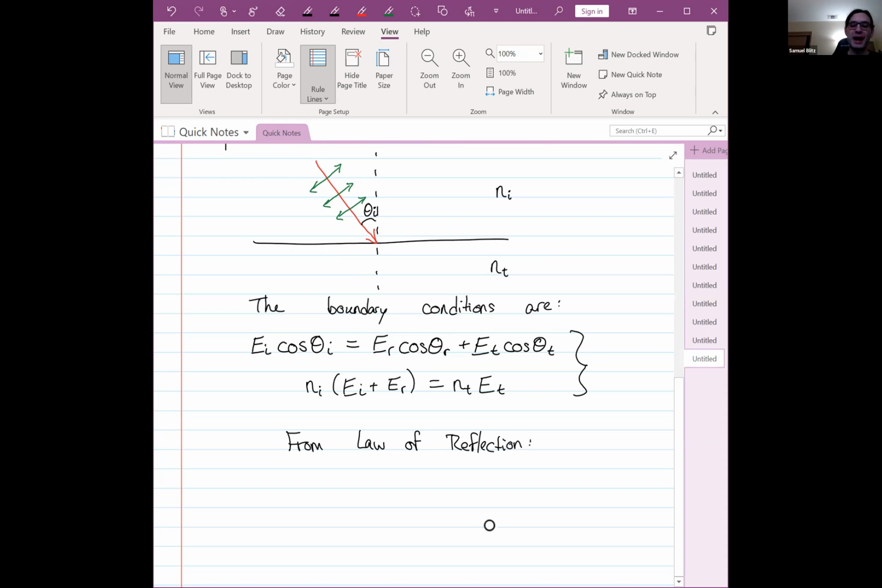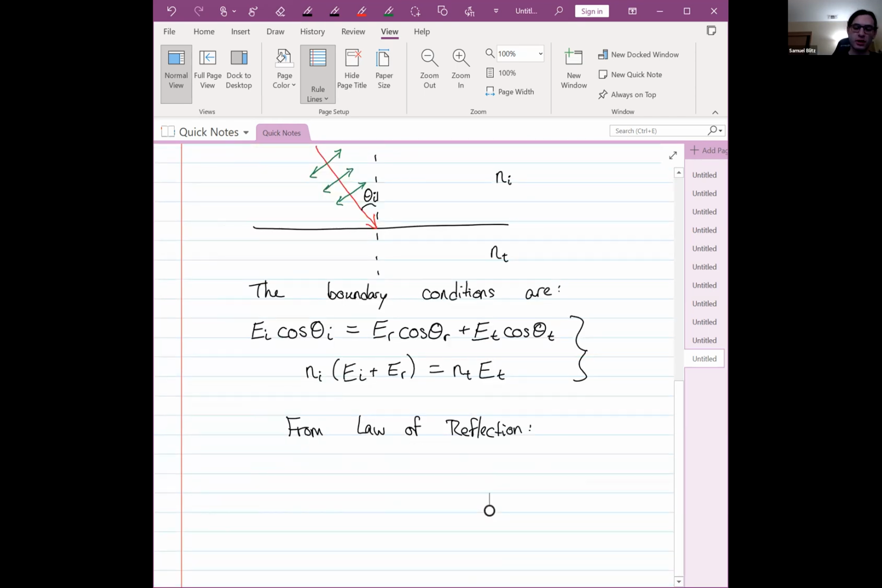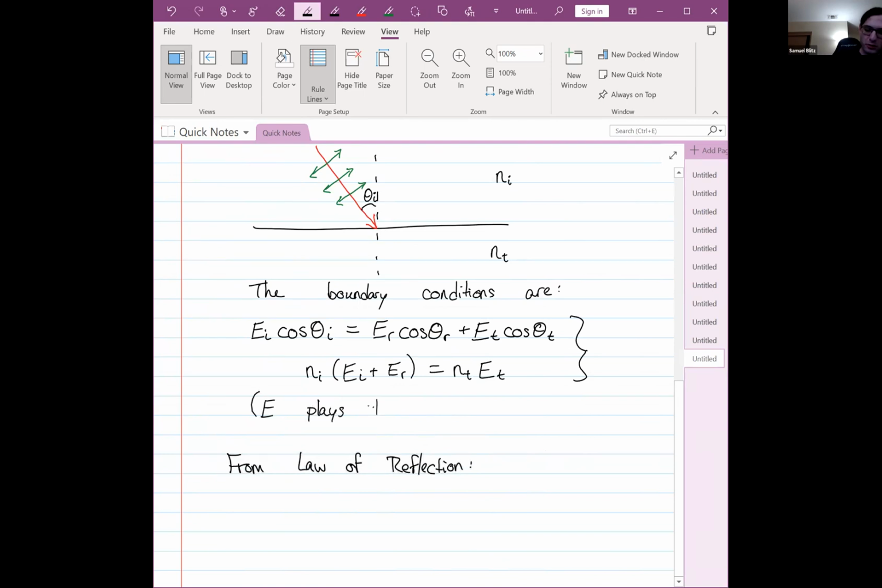E is the magnitude of the electric field. Let me write that down. Sorry, it's the amplitude of the electric field, because this is an oscillation, right? So it kind of plays the role of A in an oscillation. E plays the role of amplitude. So it's basically the amplitude of the wave.